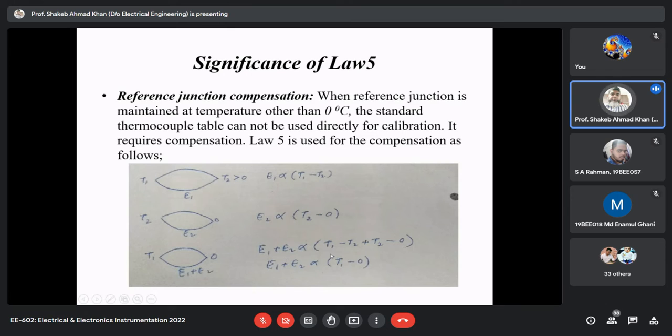So compensation is done. For the same measurement junction, we are able to find the voltage as if the reference junction were maintained at 0, and now this voltage can be used to read the table to get the accurate value of the unknown temperature. This is how the reference junction compensation is done, and it is required only when you are not able to maintain your reference junction at 0 degrees Celsius. If it is at some other temperature, then you can use this. This is a very important thing, and it is asked in many interviews. If you have any query about reference junction compensation, please let me know.